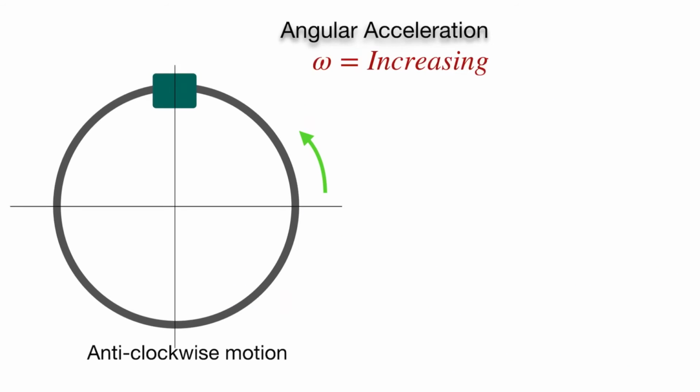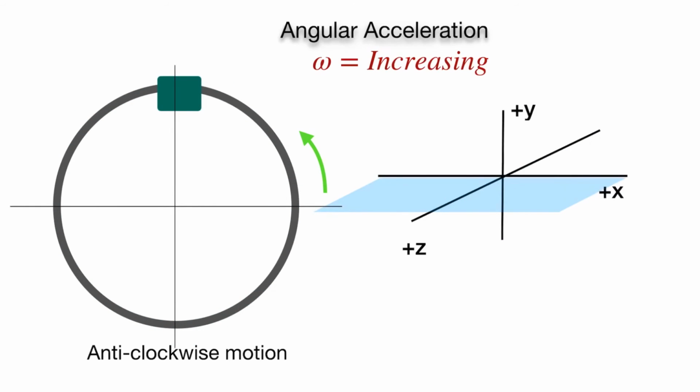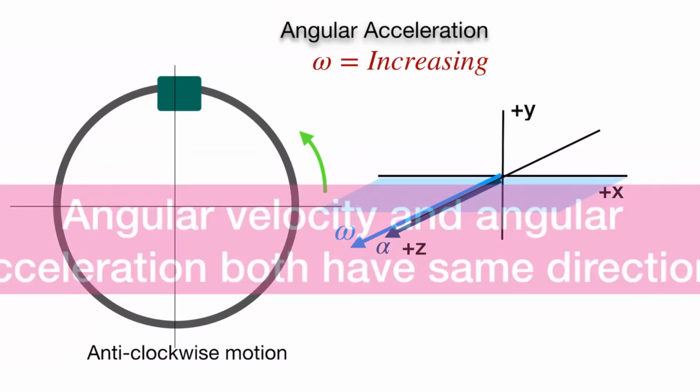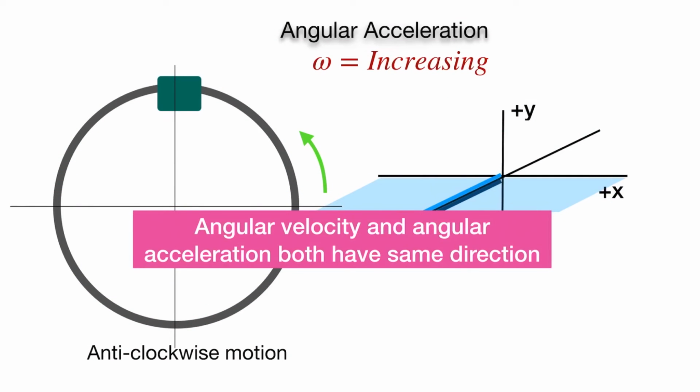Now let's consider another case where the omega is increasing, means angular speed is increasing with time. This is the case when the angular acceleration and the angular velocity both are in the same direction. Since in this case the object is moving with increasing angular velocity in anticlockwise direction, the direction of omega and alpha both are in positive z direction as per the right hand thumb rule. And that's the reason the angular speed is increasing, or the linear speed of circular motion is increasing with time.